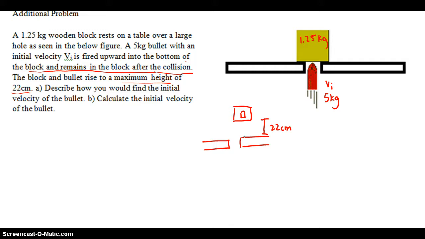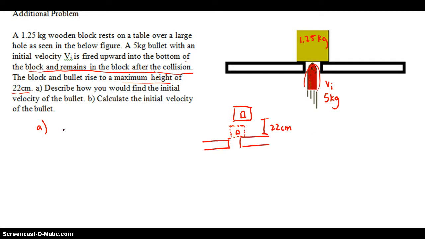So what we can use to find the initial velocity of the bullet is, eventually we're going to use momentum conservation, but at first we can find what the speed of the bullet and the block are right after the collision. So right after the collision has taken place, at what speed are those two moving?